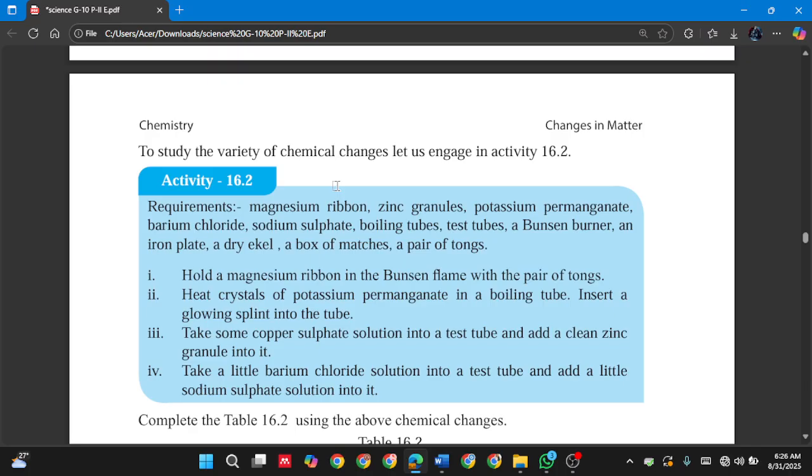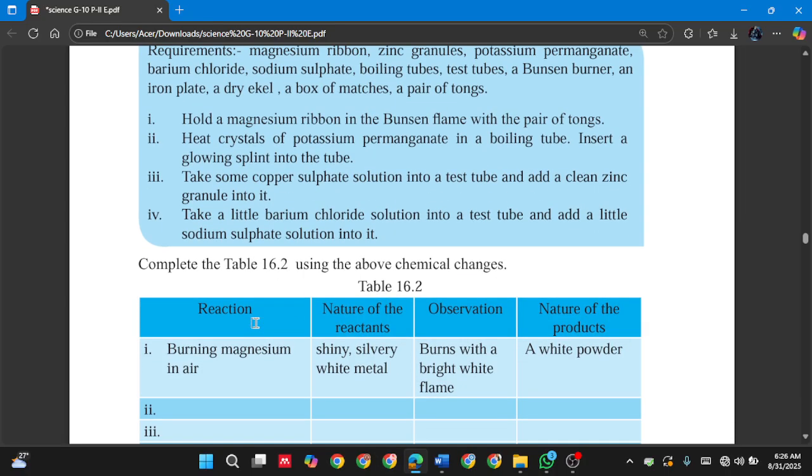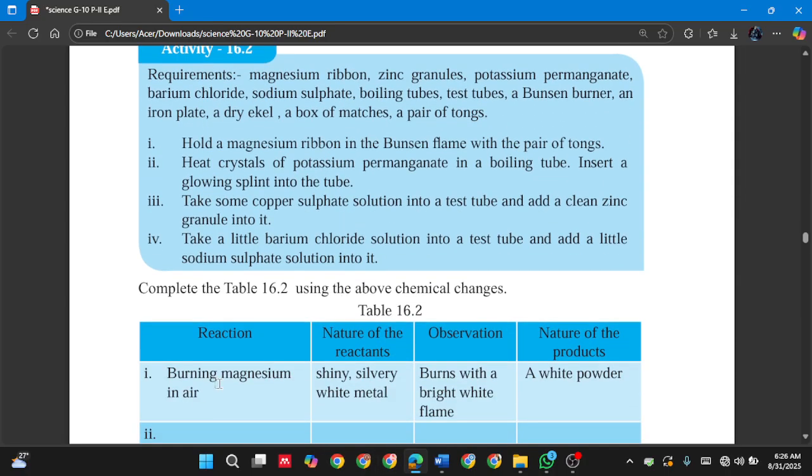To study the variety of chemical changes, let us engage in activity 16.2. Activity 16.2 requirements: magnesium ribbon, zinc granules, potassium permanganate, barium chloride, sodium sulfate, boiling tubes, test tubes, Bunsen burner, an iron plate, a box of matches, a pair of tongs. Hold a magnesium ribbon in a Bunsen flame with a pair of tongs. What happened? Here we have the table for this chemical reaction.